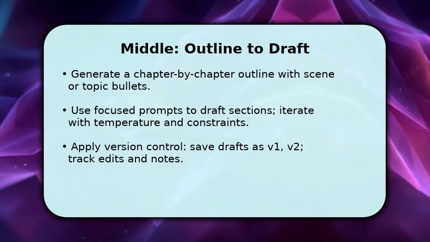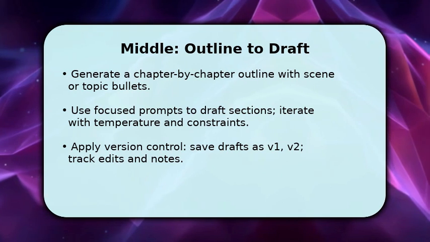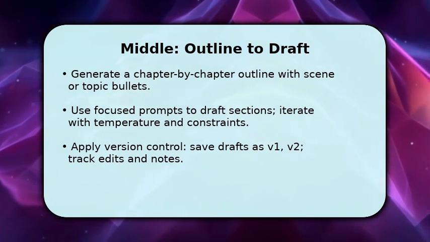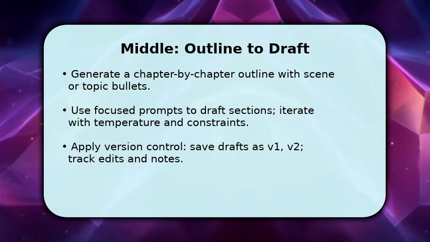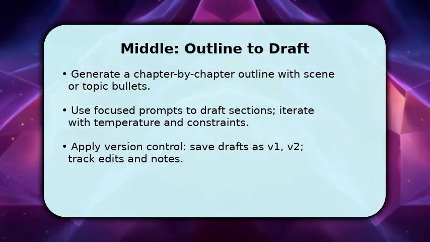Make sure to control randomness via settings and maintain versioning. Save V1, V2, and comment why you changed each. This approach avoids rewriting the entire book at once.